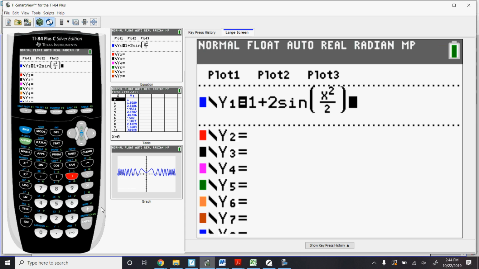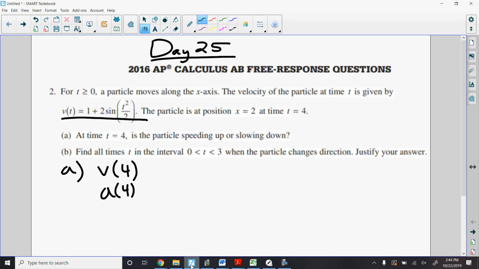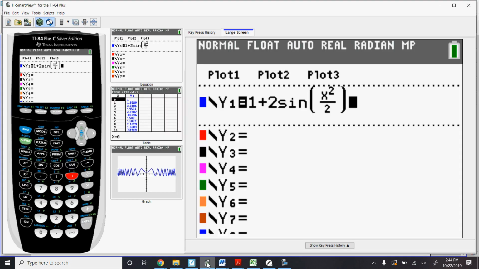I just want to take 1 second here to double check to make sure I typed this in correctly. If you type this into your calculator graph incorrectly, it can cause all kinds of problems, right? You could potentially get every single problem wrong because you just typed it in wrong. So it's worth double checking. So let's take a look. 1 plus 2 sine of t squared over 2. And I got 1 plus 2 sine of x squared over 2.